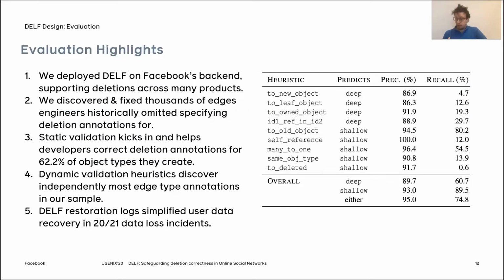So, I told you about how DELF should prevent deletion errors, but does it work? And we go into much more detail about this in the paper, but in summary, the answer is yes. So DELF is deployed in production, and it's powering deletions across diverse Facebook products. While we were deploying it, we fixed missing specifications for thousands of edges. The static validation corrects developers nearly 2/3 of the time, helping to educate them about deletion expectations, but also preventing incorrect or missing annotations from being committed. Dynamic validation heuristics discover most annotations independently, and the restoration logs simplified user data recovery in nearly all the data loss incidents we looked at.